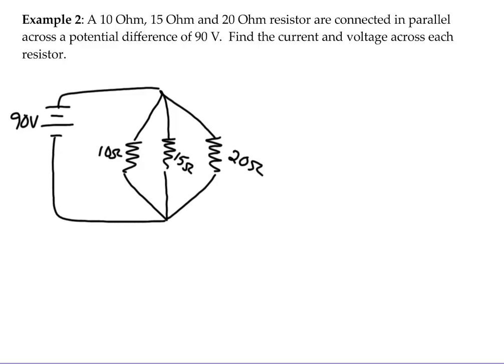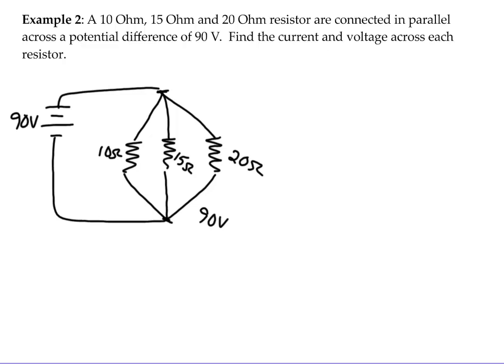Again, does it matter which is which? No. In a parallel circuit, our voltage difference between this end of the branching and this end of the branching is the same as our power supply. So the voltage change across each resistor is 90 volts.